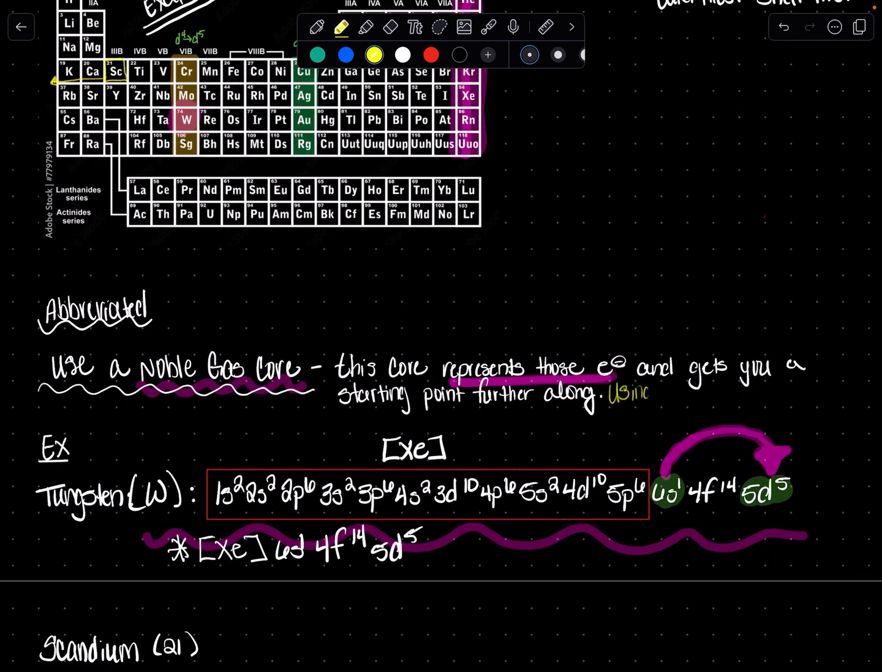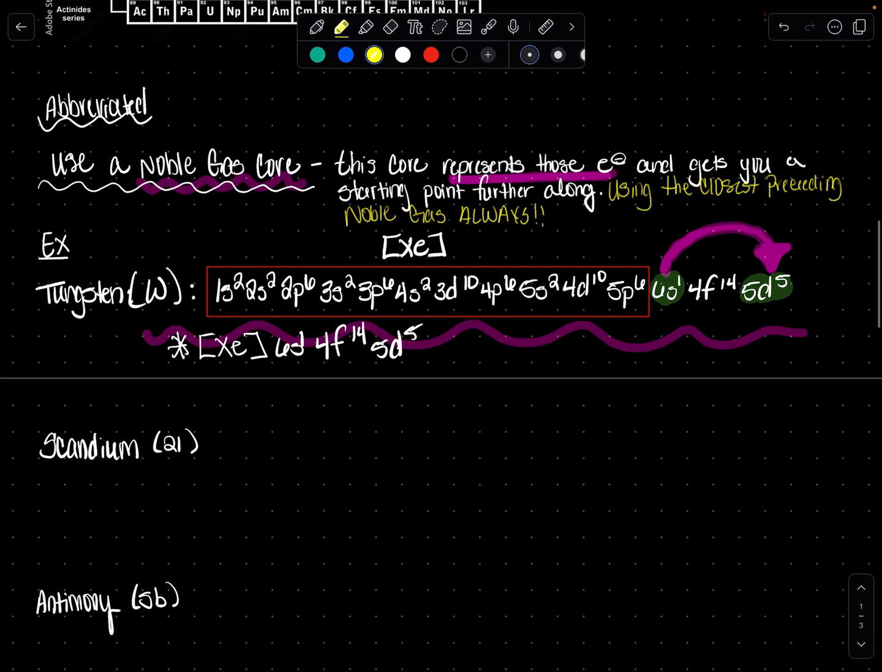So using the closest preceding noble gas. Always. Use your closest preceding noble gas. Same thing like with tungsten. Tungsten's here, and I backtrack all the way to xenon to represent those 54 electrons. Instead of sitting there and counting them up and seeing where I don't go over and whatnot, you can just remember the closest preceding noble gas, and you'll always be good to go.